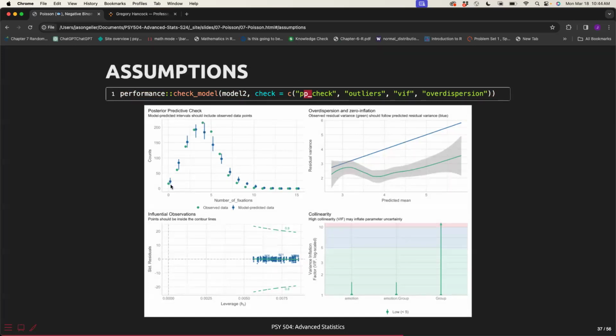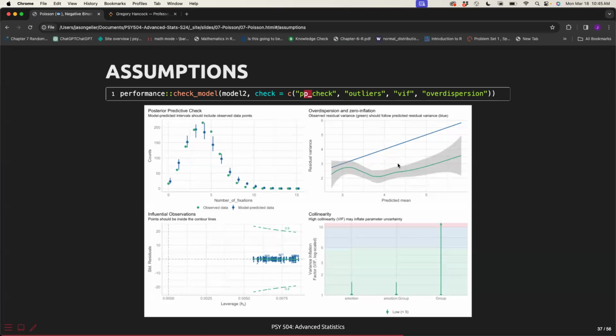What we want to see essentially is our observed data, which are these green dots here, contained within the confidence regions of the model predicted data here. In our particular case, it seems like a pretty good fit. All the observed data is within the model predicted data here. So a Poisson model is probably a good choice for our data. We can also check for outliers in our data. We can also check for multicollinearity, but we also need to check for what's called over-dispersion.